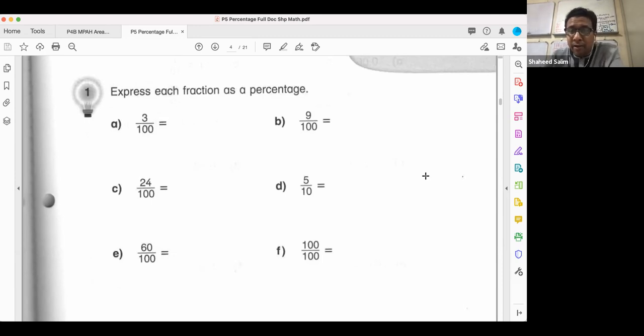Izzat, E correct. Shalina, A correct. Izzat, you're asking for money. You put whatever money. Oh, reward. Shalina, B correct. Izzat, F correct. Now what about Naomi? Have you sent D? What's the answer for D, Naomi? 10 times what equals to 100?